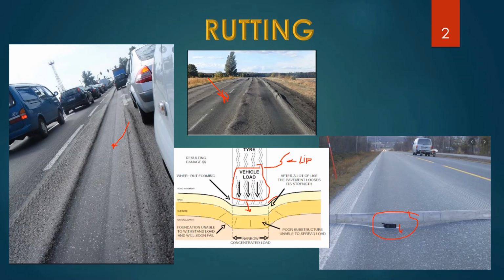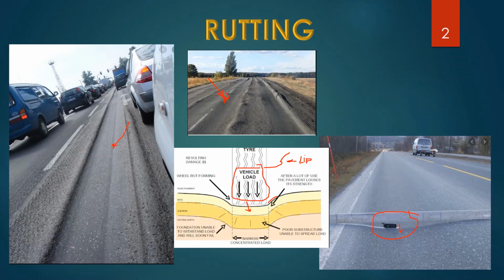Now, the most important problems we see in the field are two. One is rutting, and for rutting, you can see the wheel path right there, and the rutting is actually the depression under this wheel path. If it's depressed like that with no lip, then most probably the base or the subgrade are weak. And this is a more serious problem for rutting than if you have a lip.